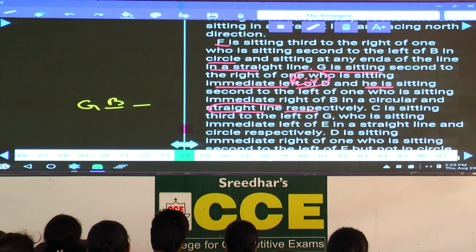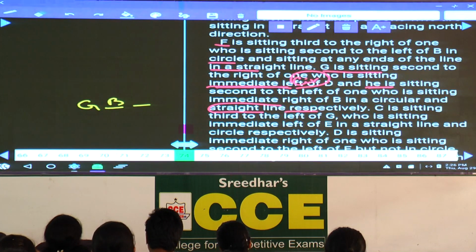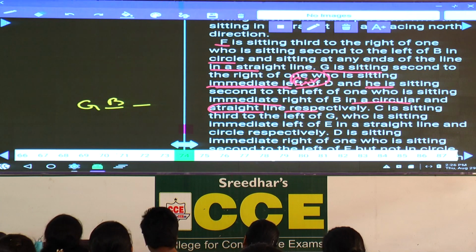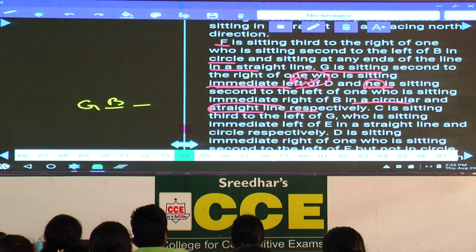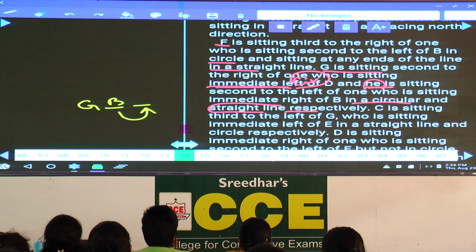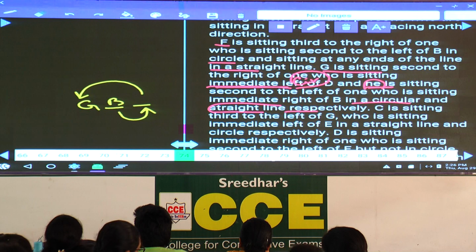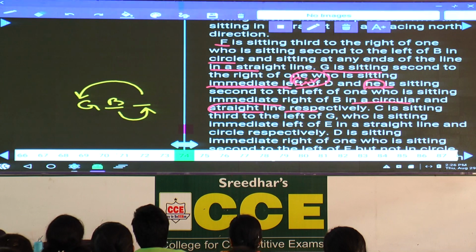Once again, G is seated second to the right of the one who is seated to the immediate left of D, immediate left of D in a circle, isn't it? Respectively, because the word respectively is given in the same order. And the next information, he is, means here we are talking about whom? G. Now G is seated second to the left of the one who is seated to the immediate right of B. Immediate right hand side of B, there is a person. To this person, second left hand side is G. Done with this? Hence these two persons, G and B, are adjacent to each other, and G is to the immediate left hand side of B. And C is seated third to the left of G.